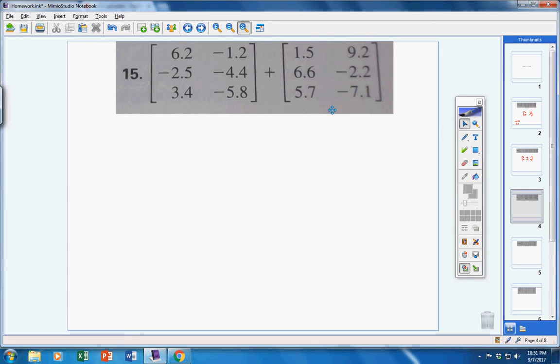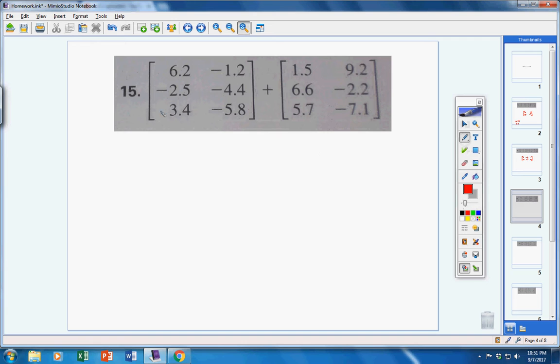Some decimals, but that's okay, still pretty simple. Notice I have a 3 by 2 and a 3 by 2. So we're totally good to add these together, okay? Positive 6.2, positive 1.5, that's positive 7.7. Negative 1.2, positive 9.2. Signs are different. You have this much money, you owe this much, so pay off your debt. 9.2 minus 1.2 leaves you with 8.0, and that would be a positive 8 because you had this much to the good and you owe this much.